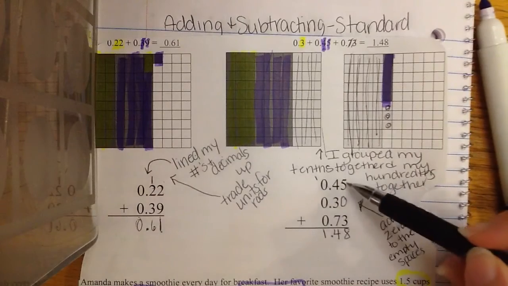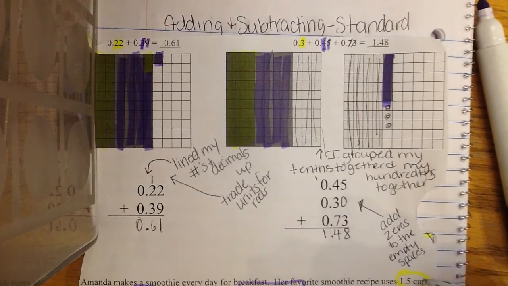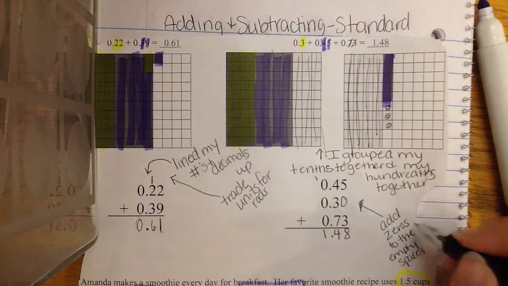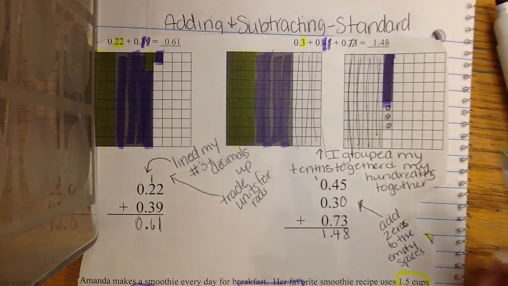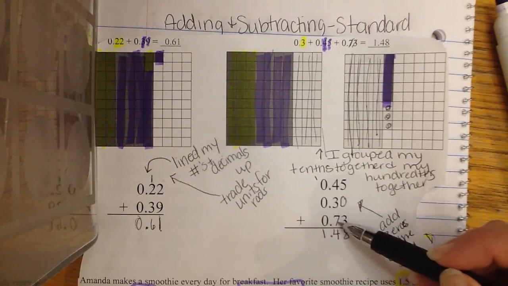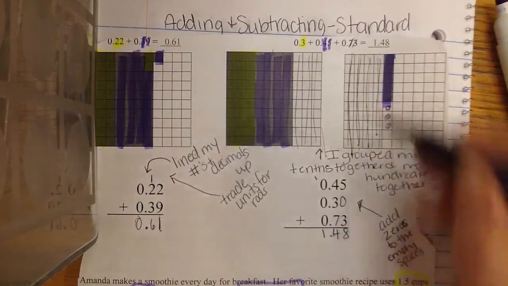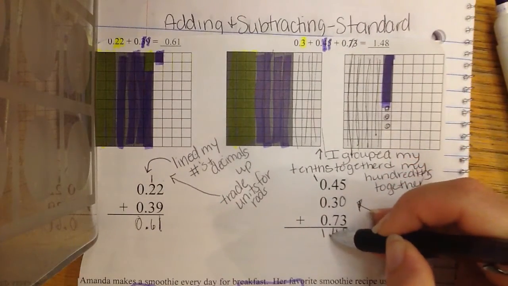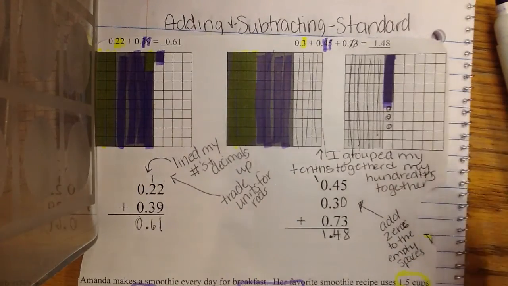So again, I lined my numbers up. I filled in my zeros to any empty spaces. Go ahead and write those notes. Add zeros to the empty spaces. So now let's go ahead and add. 5 plus 0 plus 3 is 8. 4 plus 3 is 7. 7 more is 14. I can't fit all of these rods into one spot. So I have to keep 4 in my extra box, and these 10 turned into a whole. Bring your decimal down. So I grouped my tenths together, remember, and I grouped my hundredths together.